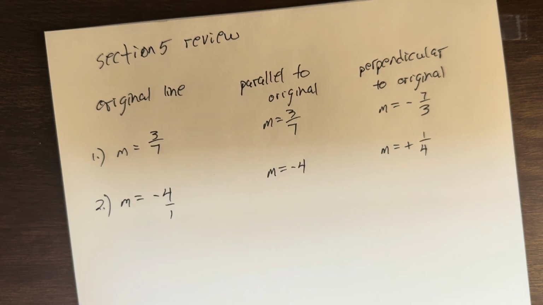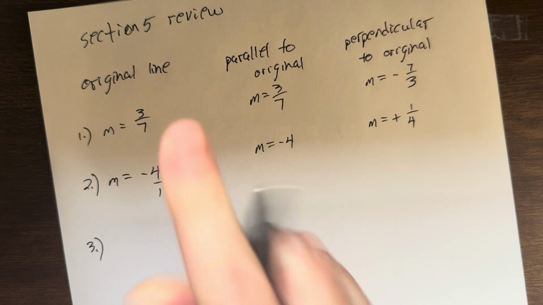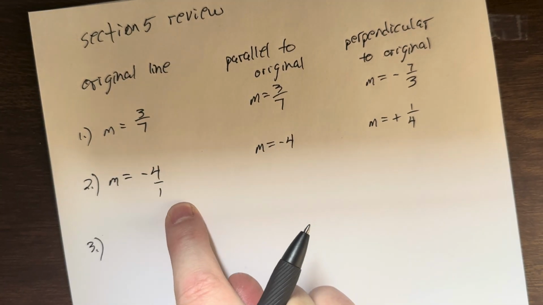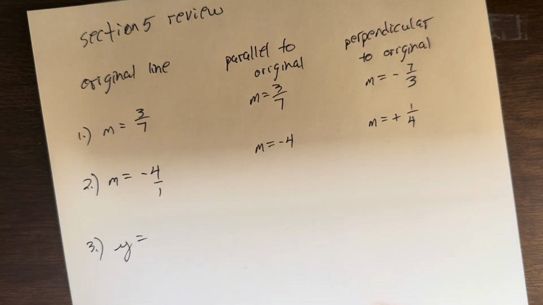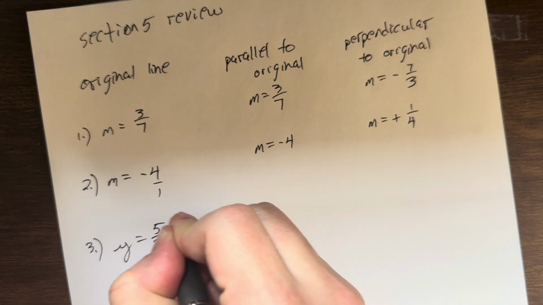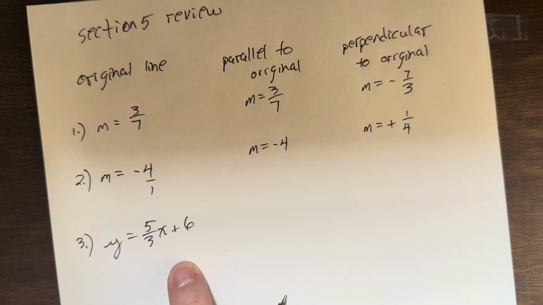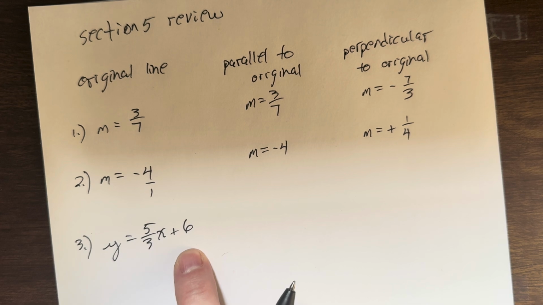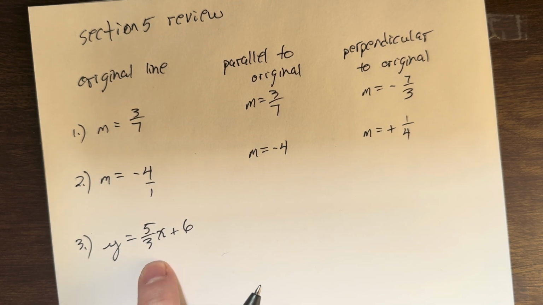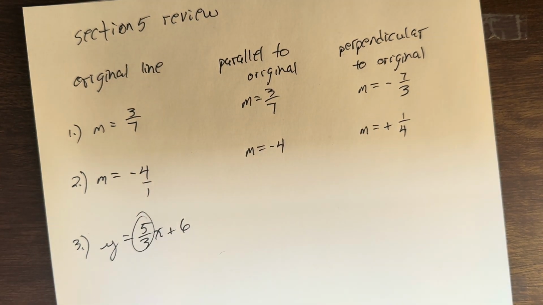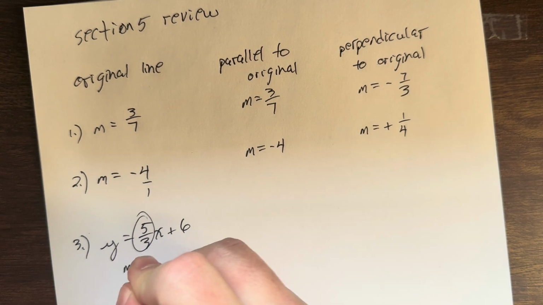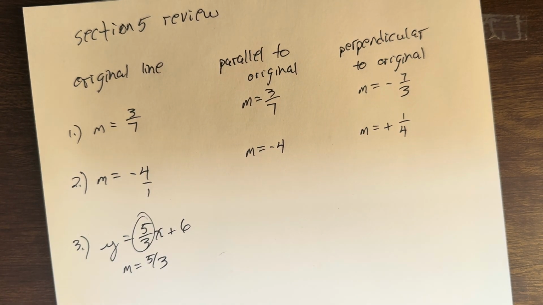But now let's just do 2 more like this. Number 3, let's say my original line, instead of me giving you the slope, what if I tell you that it has an equation, y equals 5/3 x plus 6. Well, this is where we want to recognize we're in y equals mx plus b form, especially after we do a lot more in section 6, a lot of graphing straight lines. We realize the importance of this form because this is how I can find my slope. This will give me that the slope of this original is 5/3.